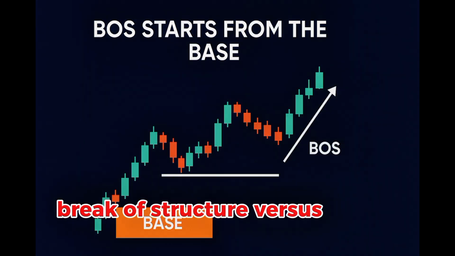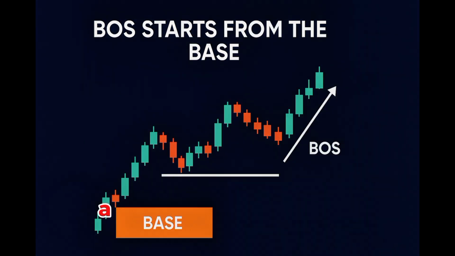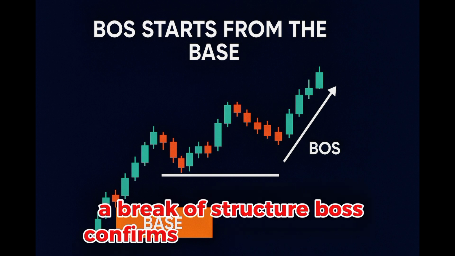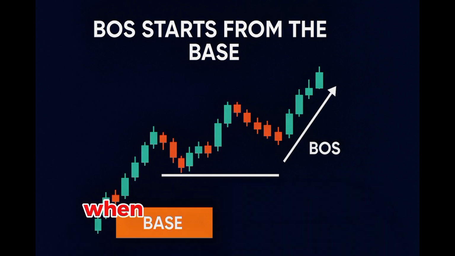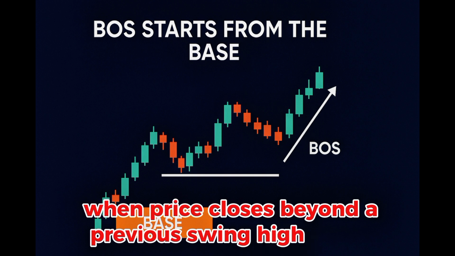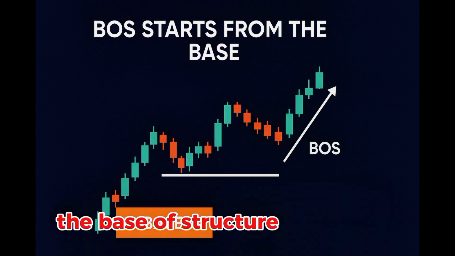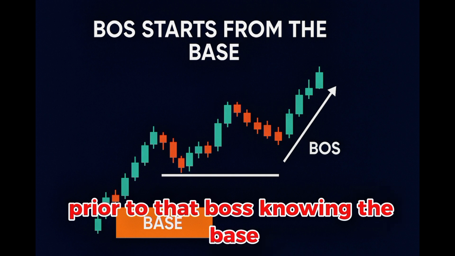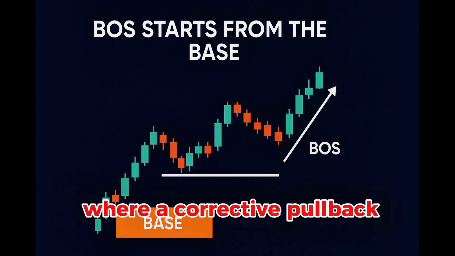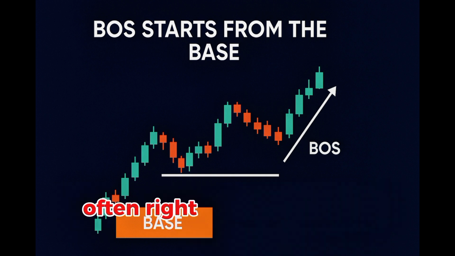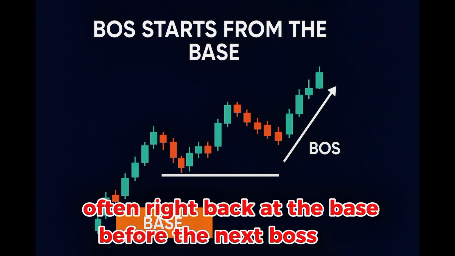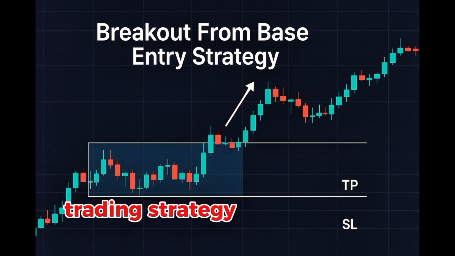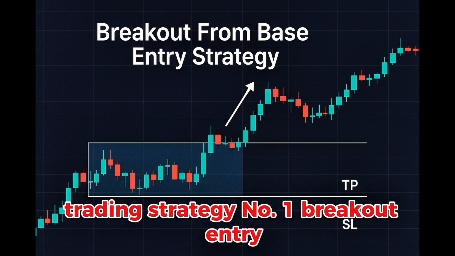Break of structure versus base of structure. A break of structure, BOS, confirms trend continuation when price closes beyond a previous swing high or low. The base of structure is the origin prior to that BOS. Knowing the base helps you predict where a corrective pullback might end, often right back at the base before the next BOS fires.